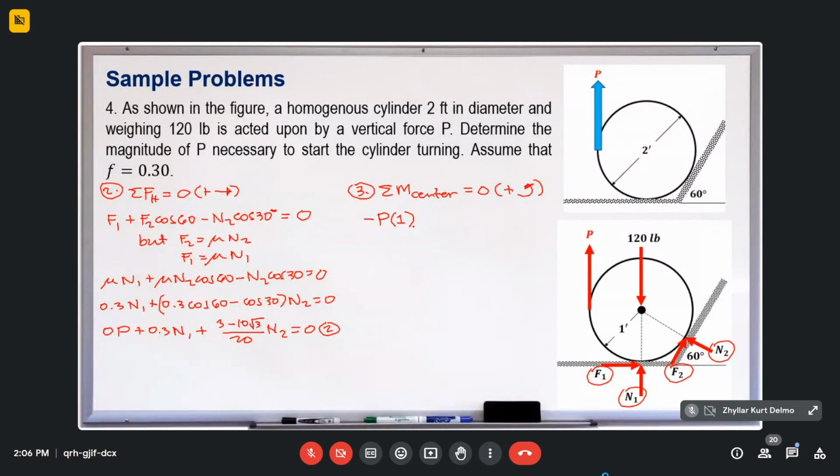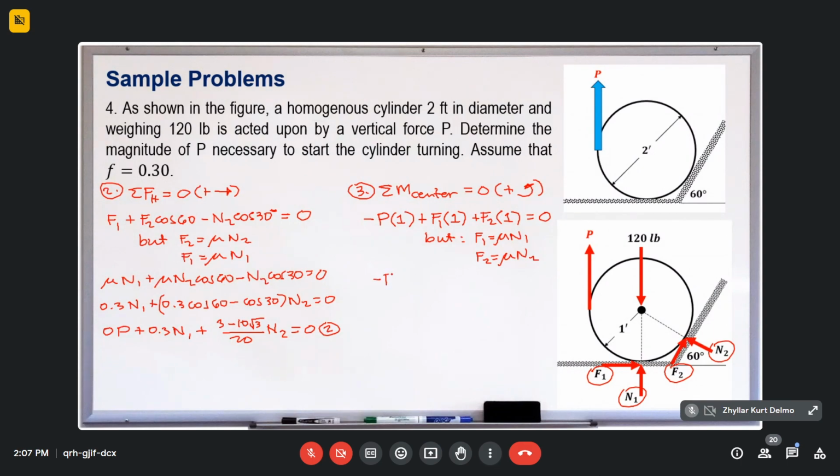So, for F1, makaproduce siya counterclockwise. So, plus F1 multiplied by its arm, that's 1. And then, plus F2 multiplied by its arm, still 1 foot. That is equal to 0. Then, gamit na punta sa relation nga F1 equals mu N1 and F2 is equals to mu N2. So, ito na i-substitute.